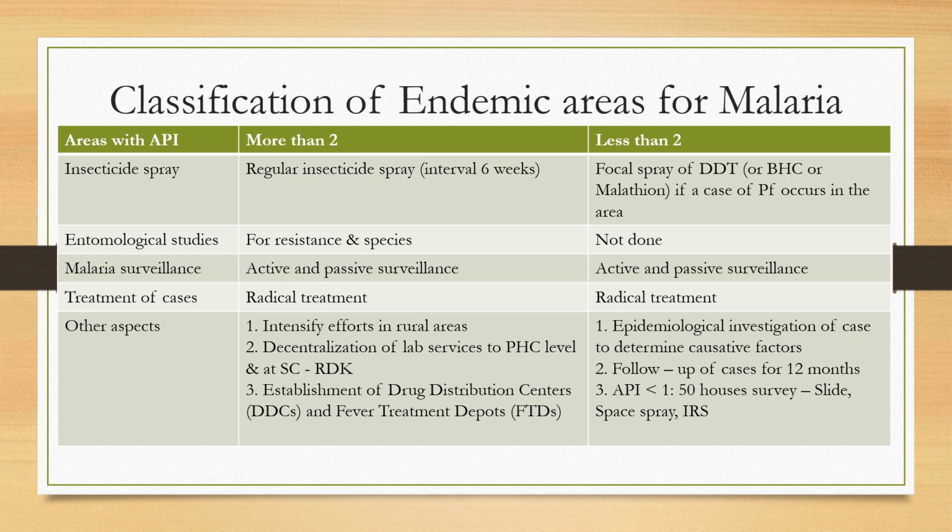How was the case transmitted? Whether it was local transmission, or whether the person has traveled to another high risk area and brought the disease with himself. So we want to determine the causative factor, and so we ask for his travel history, contact history, etc. And this is called epidemiological investigation.